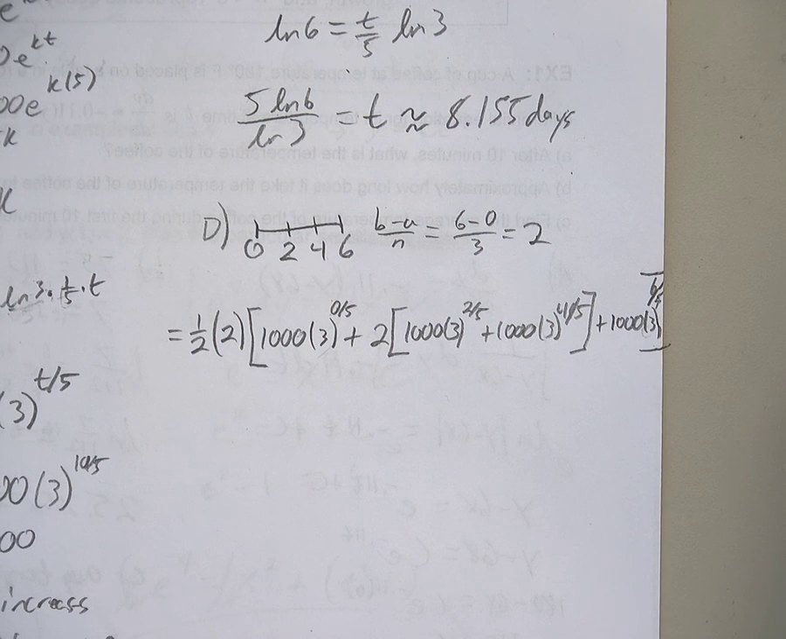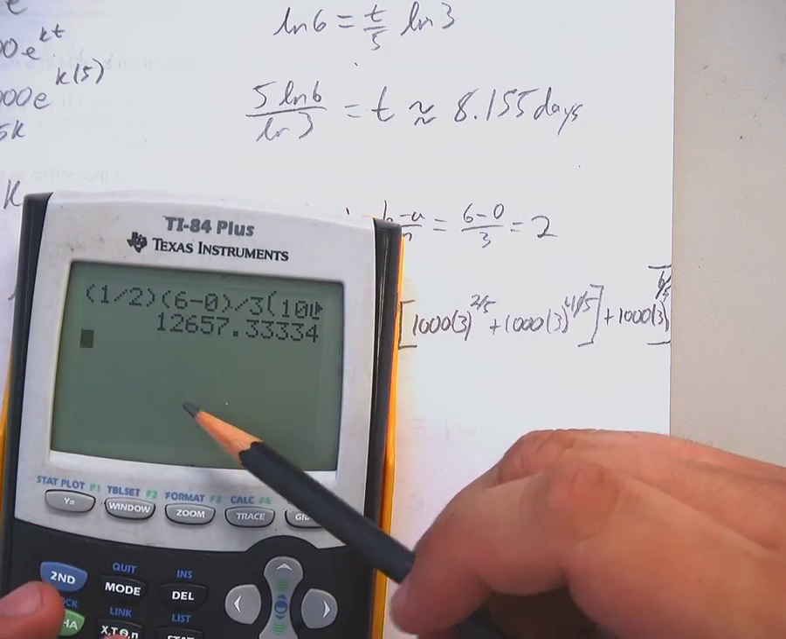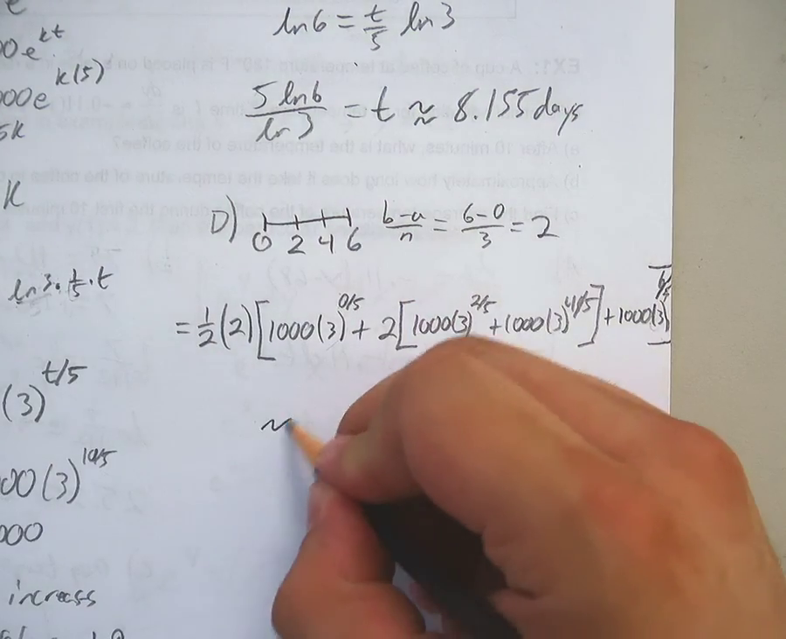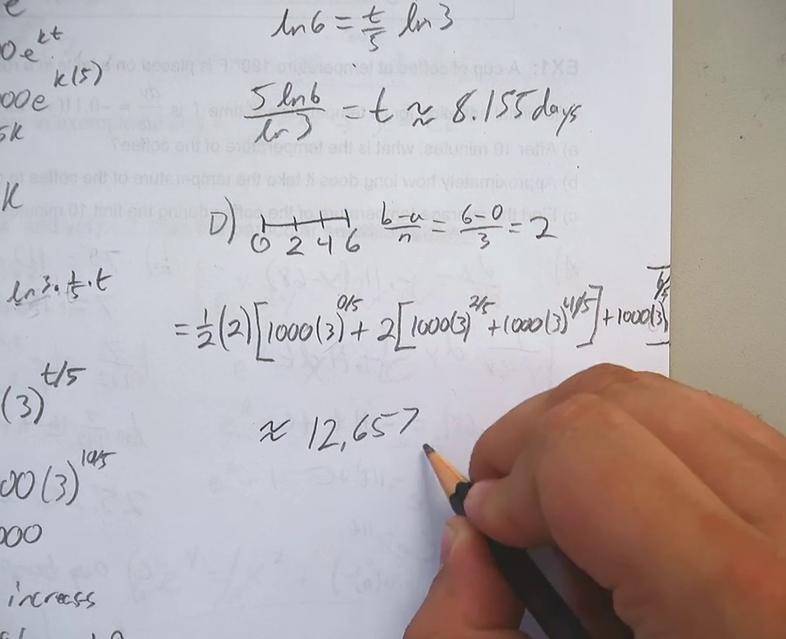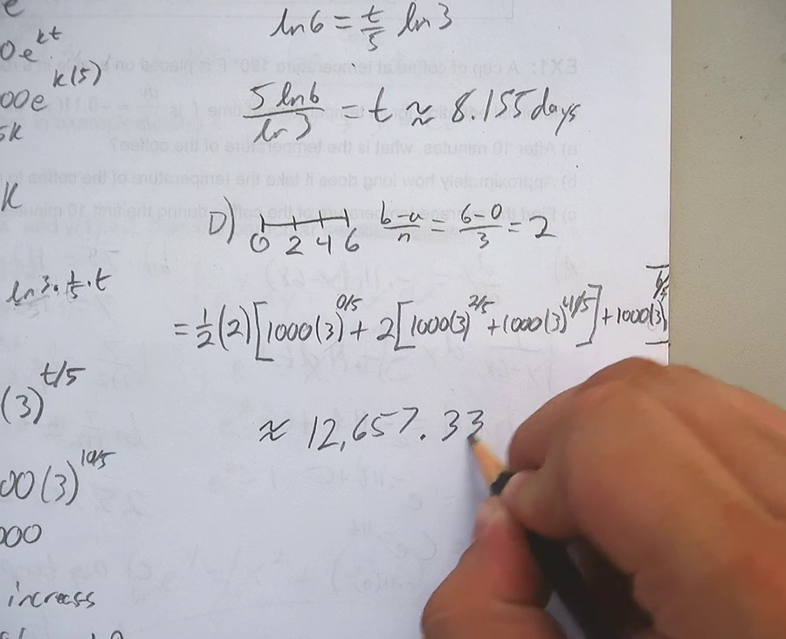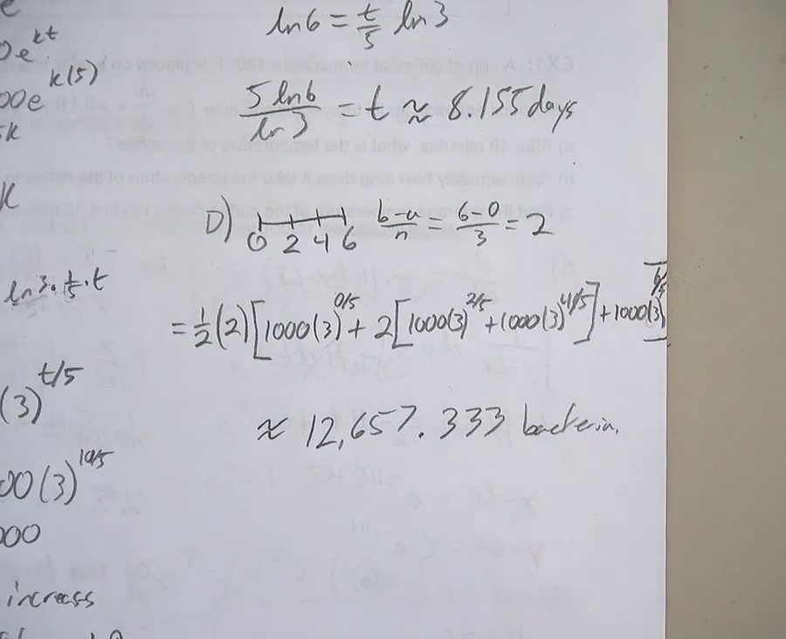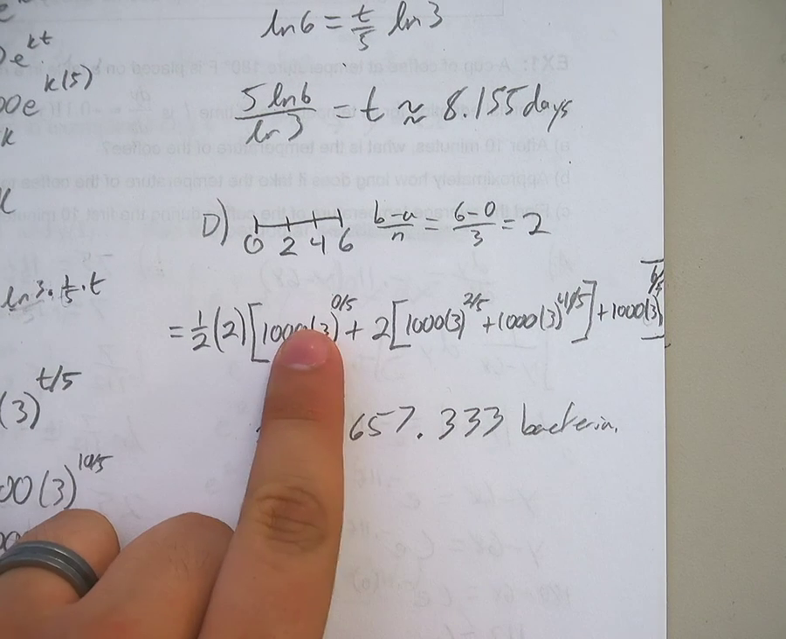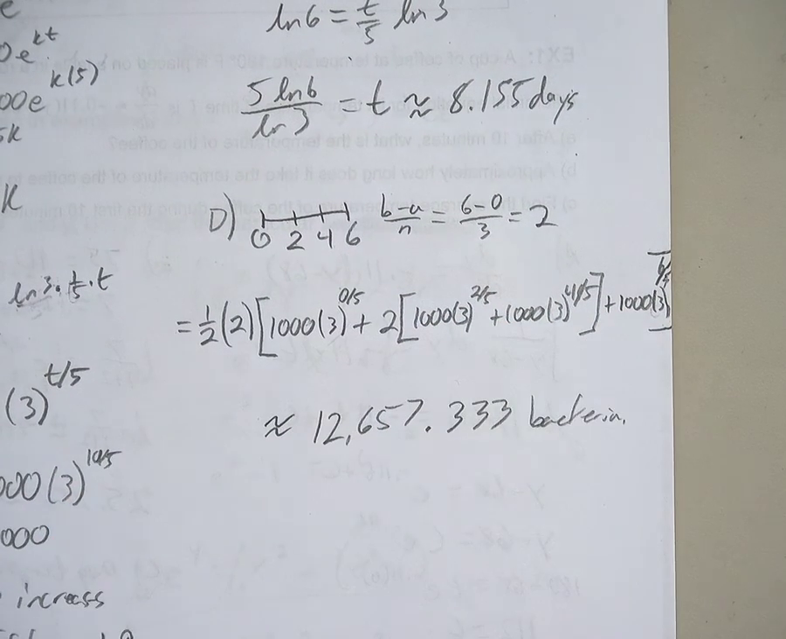And there it is. I've already punched that in the calculator here. When you punch it in, you get 12,657.333 bacteria. So just a trapezoid rule for you. Remember, this is the function at your left value, doubling the ones in the middle, and then your function at your right value. Woo!